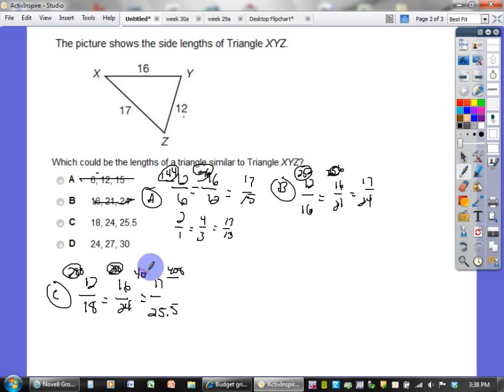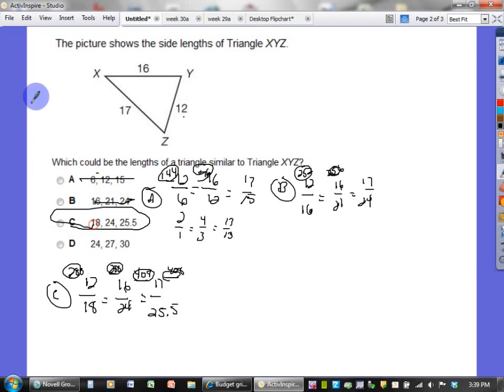So once again, this side matches this side, and this side matches this side, and the cross products equal each other. So that would leave us choice C as our answer.